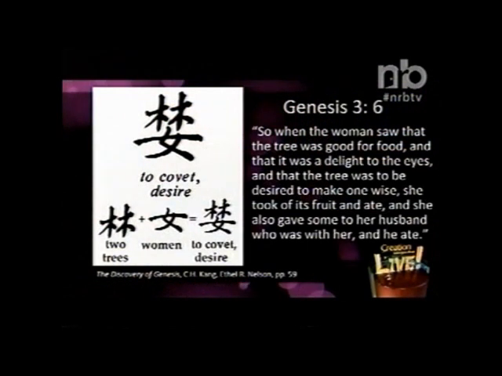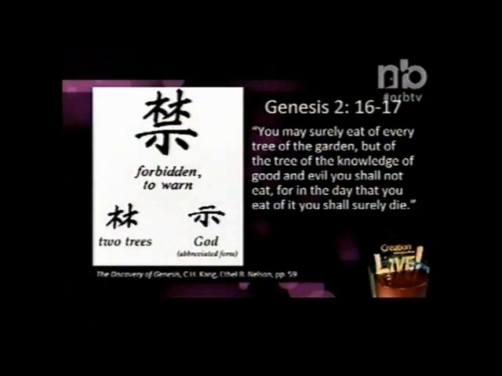Right? Well, Genesis 3:6 says, so when the woman saw that the tree was good for food and that it was a delight to the eyes, well, she coveted it, right? Coveting, yeah, like that. Okay, well, let's look at another one. How about the word forbidden, to warn?